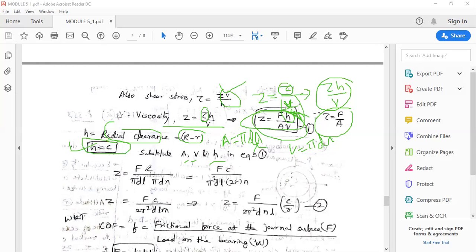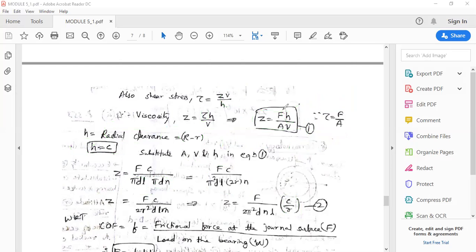So if I substitute the expansion of a, the expansion of v and the expansion of h here, so f into c, that is, h is c here, divided by a, which is pi dl, into velocity v equal to pi dn. So after that what do I get? Fc divided by pi square d into l divided by 2r n. So that Z is equal to f into c divided by 2 pi square into d into l into rn. So after simplification what do I get? F divided by 2 pi square into d into n into l, and c by r, they are written separately. So say this as equation number 2.